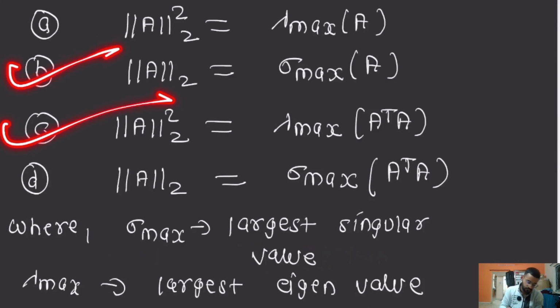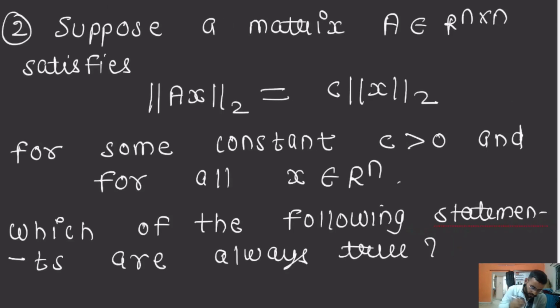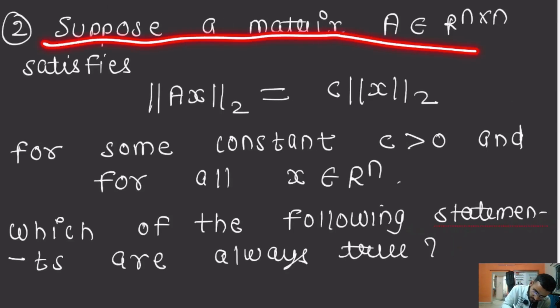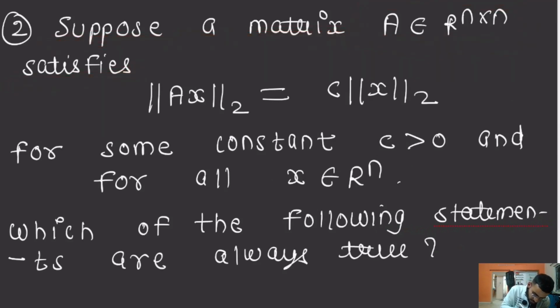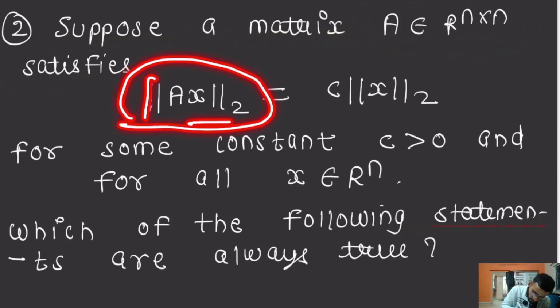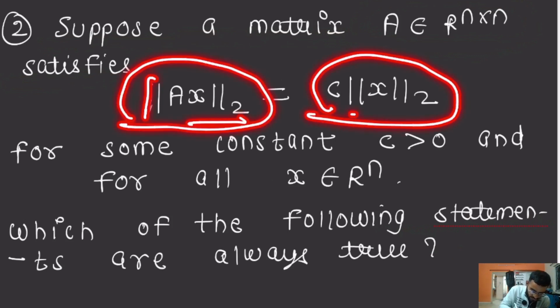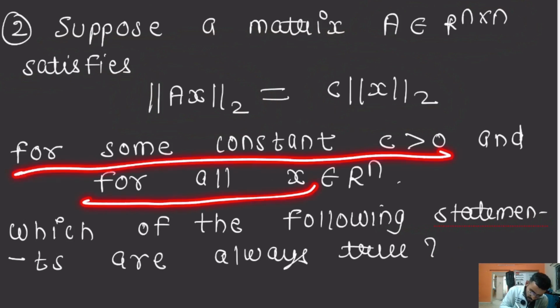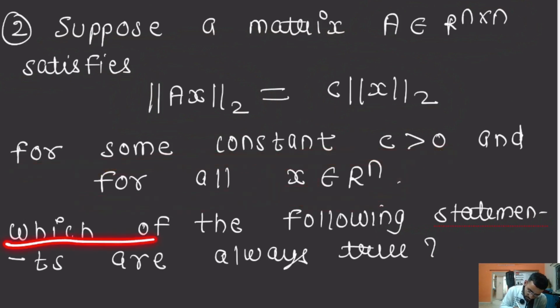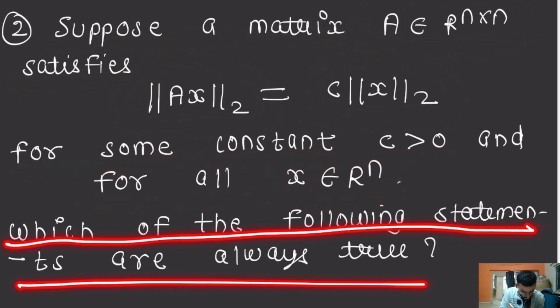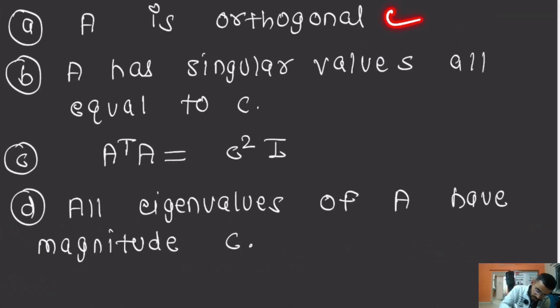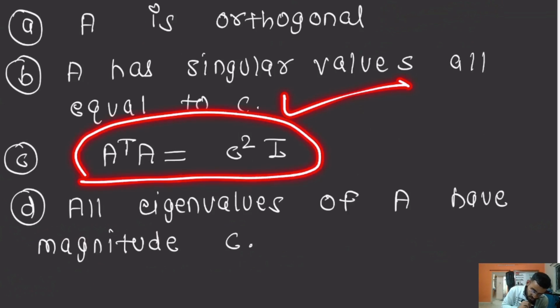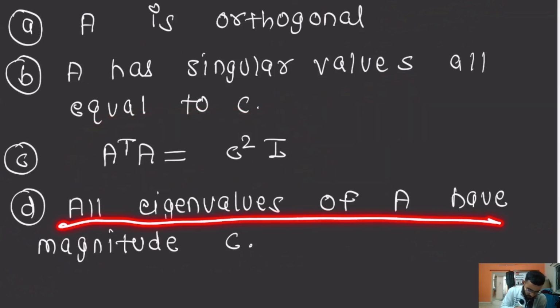Now the second one: suppose a matrix A, an n cross n matrix, satisfies the property that the norm of Ax, a Euclidean norm, is equal to C times the norm of x, also Euclidean, for some constant C greater than 0 and for all x belonging to Rn. We need to find which of the following statements are always true. First, A is orthogonal. Second, A has singular values all equal to C. Third, A transpose A is equal to C squared I. And fourth, all eigenvalues of A have magnitude C.